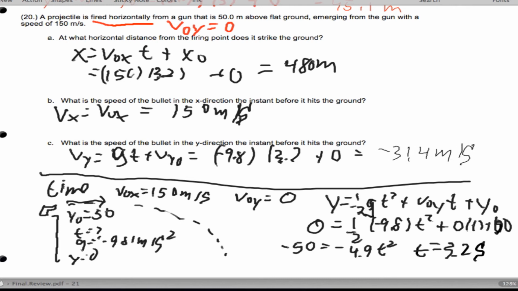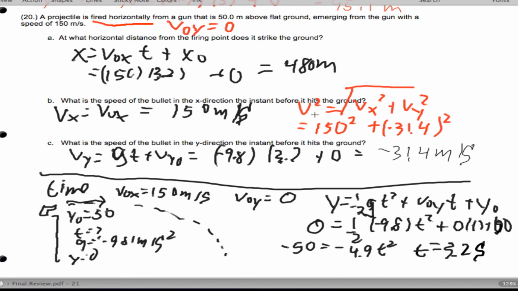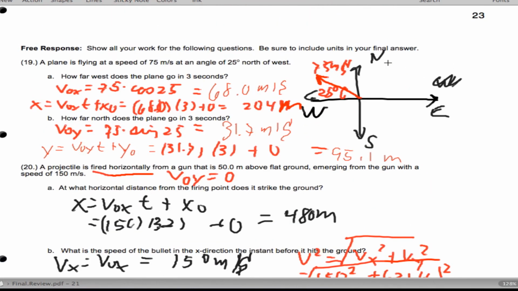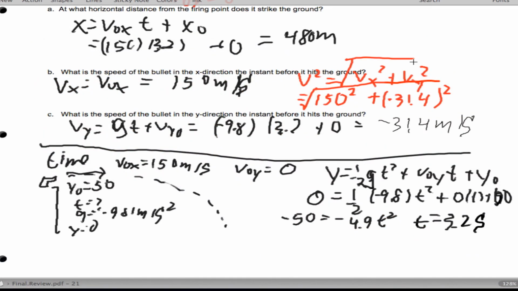meters per second. By the way, if I ask you for the total speed, please remember v squared is vx squared plus vy squared under a square root. I'm not going to work it out completely, but it would be 150 squared plus negative 31.4 squared, all under a square root. So that is the next page, the free response problems.